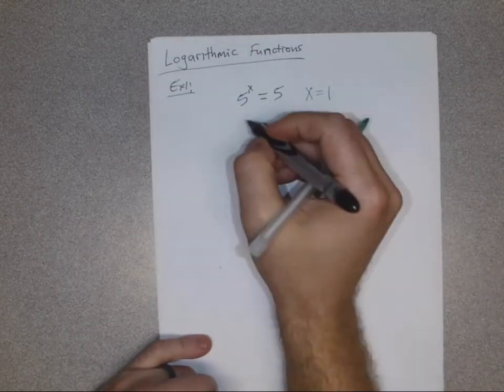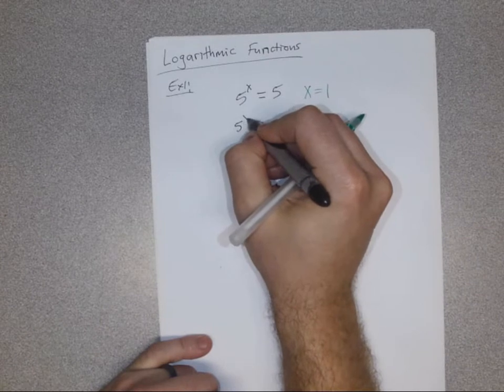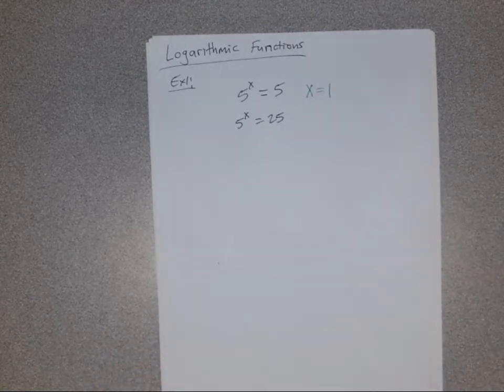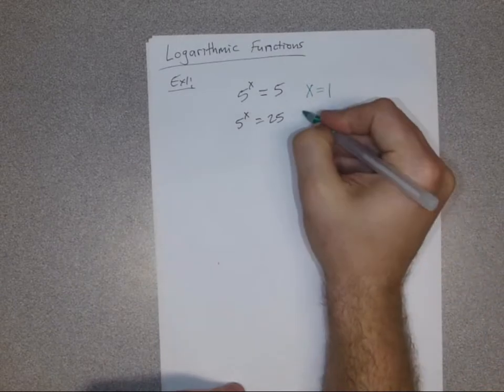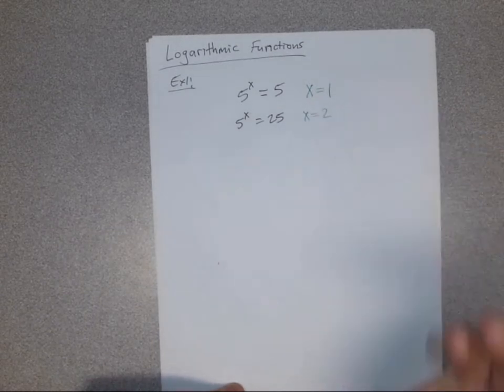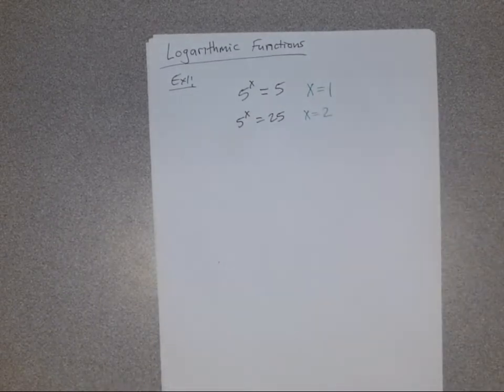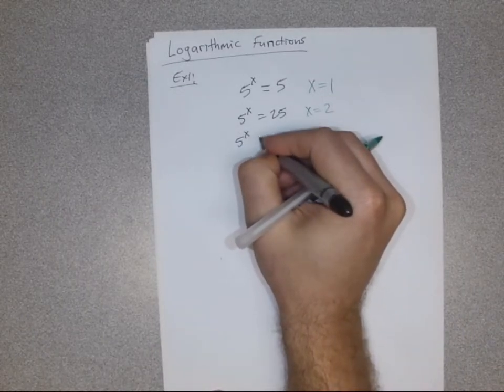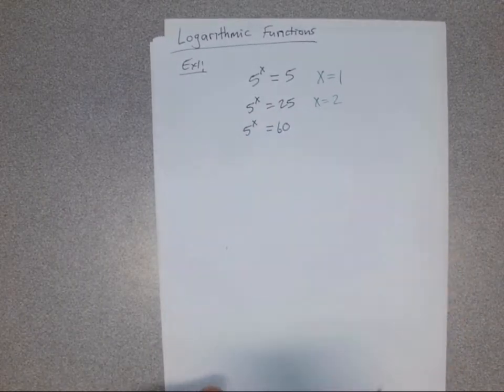All right? What if I had this? 5 to the x power is equal to 25. Well, most of you can tell me that x is equal to 2. All right? So what about this one? 5 to the x is equal to 60.